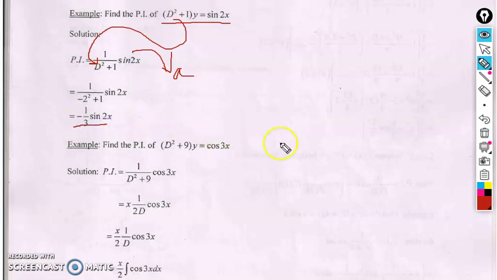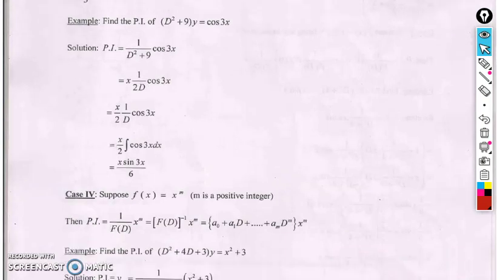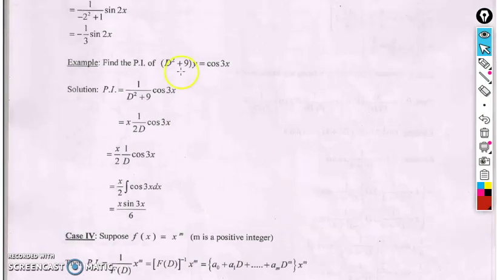Sometimes it may happen that the result becomes 0. You can recognize this using this problem. How can I find this particular integral? f(D) becomes D square plus 9. So when we find the PI, this becomes 1 by D square plus 9 cos 3x.